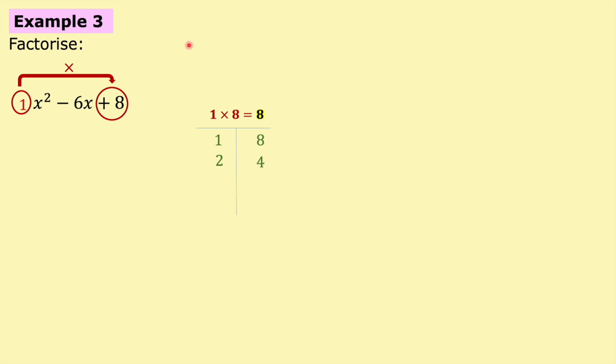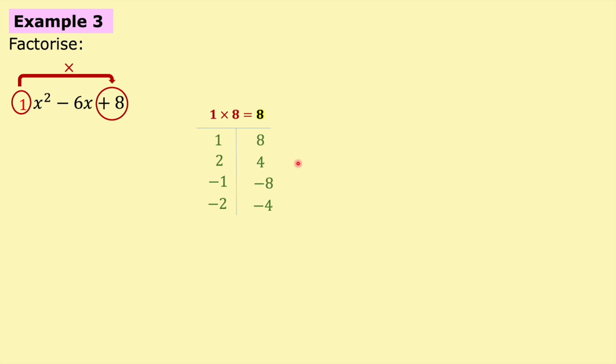So again, applying your integer skills and remembering the fact that a negative times a negative will give you a positive answer, another factor pair of 8 is negative 1 times negative 8, and also negative 2 times negative 4. So always consider your negative factor pairs as well when you're trying to get a positive answer.